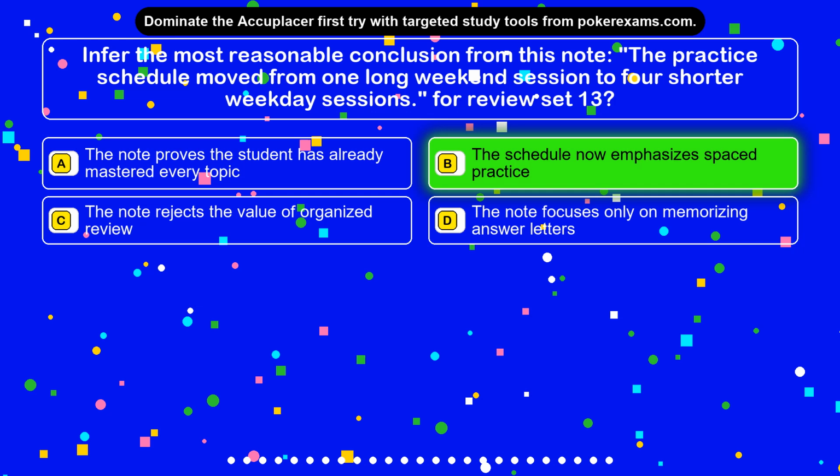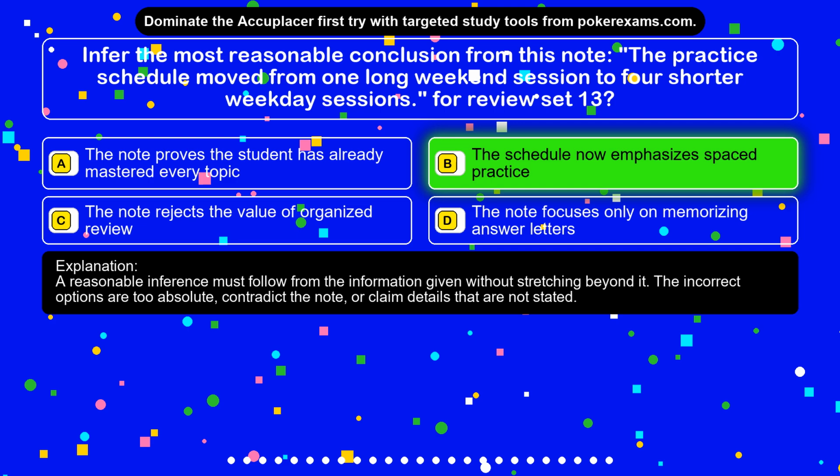The correct answer is option B. The schedule now emphasizes spaced practice. A reasonable inference must follow from the information given without stretching beyond it. The incorrect options are too absolute, contradict the note, or claim details that are not stated.